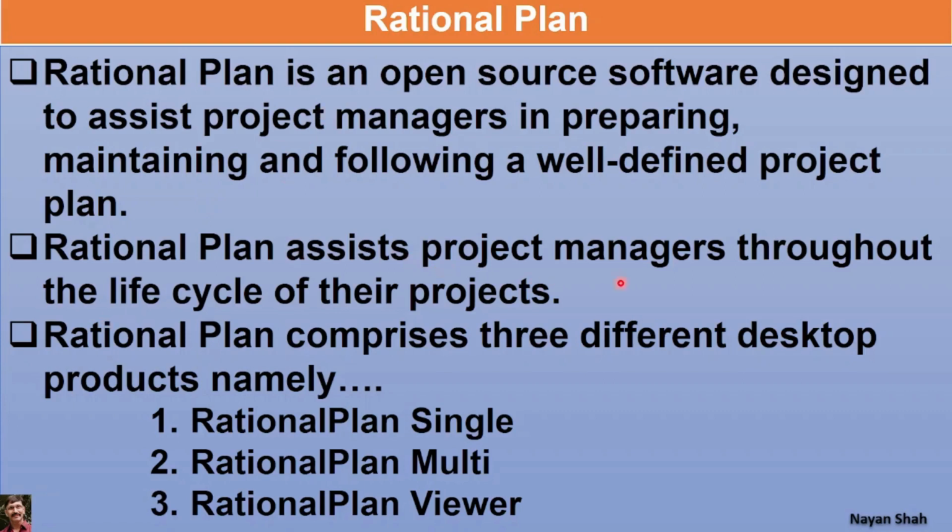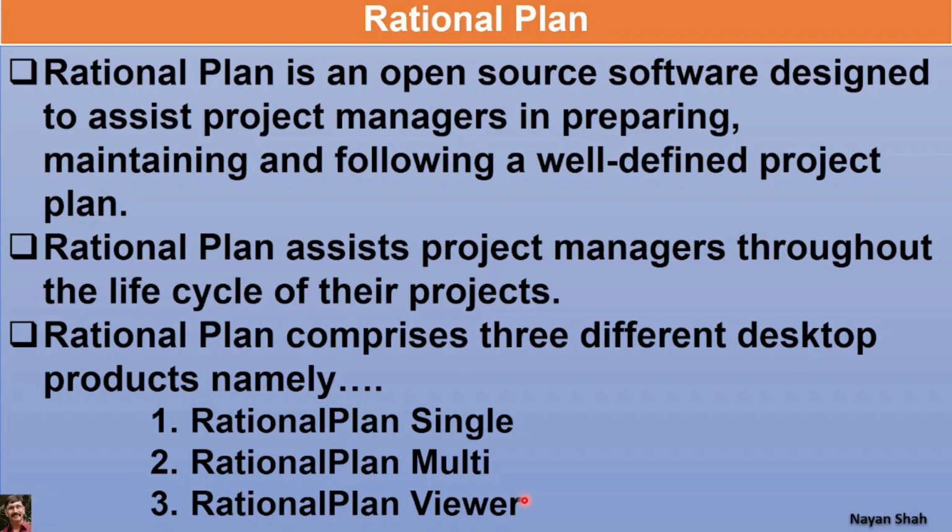Rational Plan assists project managers throughout the life cycle of their projects. Rational Plan comprises 3 different desktop products. So there are 3 different versions of Rational Plan. They are Rational Plan Single, Rational Plan Multi, and Rational Plan Viewer. Before we go into detail of all these 3, let me explain in one sentence. Rational Plan Single is used to manage one project at a time. Rational Plan Multi can manage multiple projects which are interlinked at a time. And Rational Plan Viewer is like a PDF viewer.